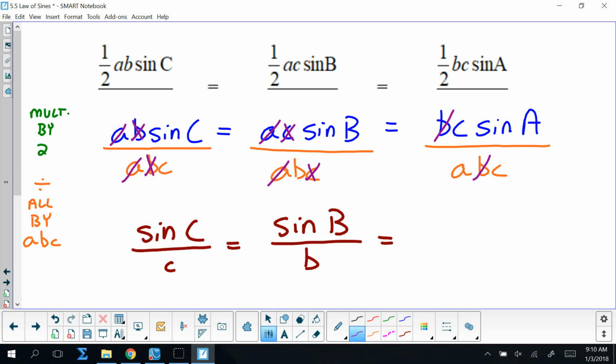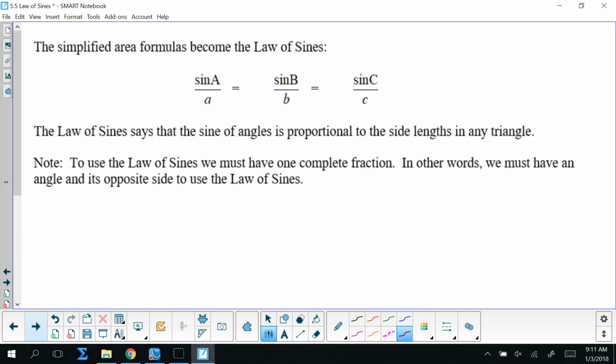B cancels out B, C cancels out C, leaves me with the sine of angle A over side A. And we call that the law of sines. Okay? And the law of sines says that the sine of an angle is proportional to the side lengths in any triangle. So this works on any triangle.